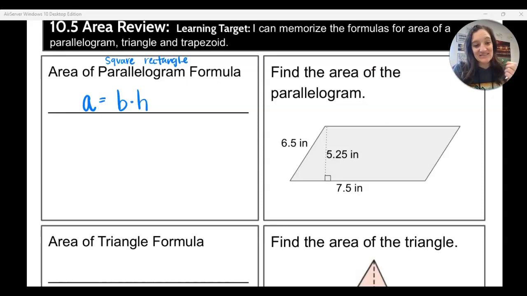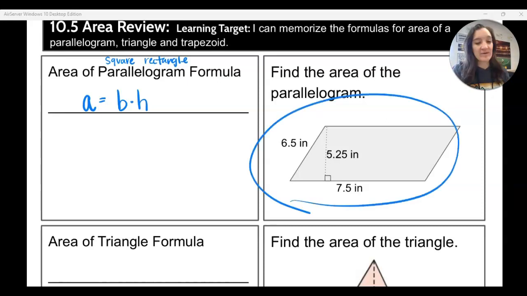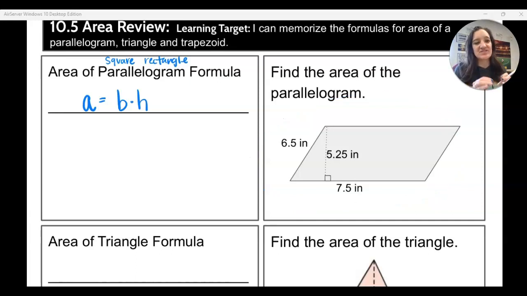But often we'll get parallelograms where we have more than just the base and the height, and we have to be very strategic in what we put into our formula. We can't put in something that's not the base or the height, or the recipe doesn't turn out. It doesn't turn into the area of a parallelogram. So let's make sure we use the base and the height.